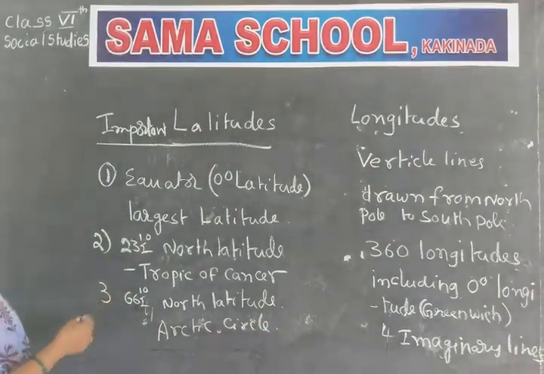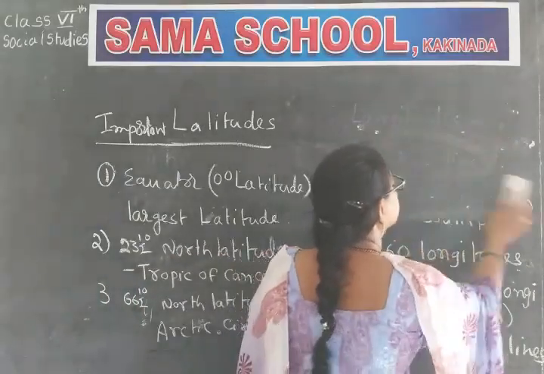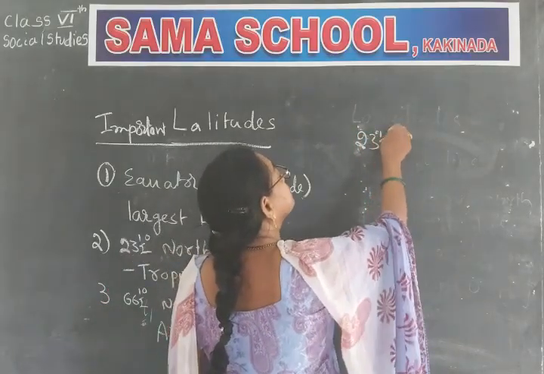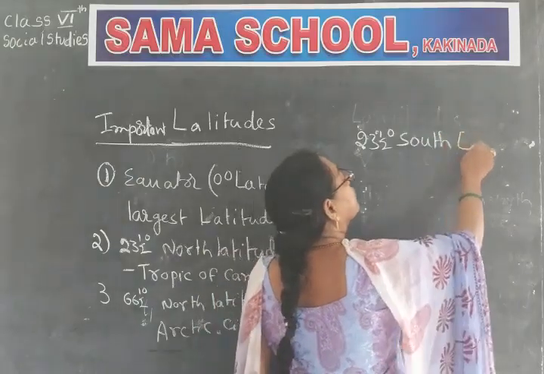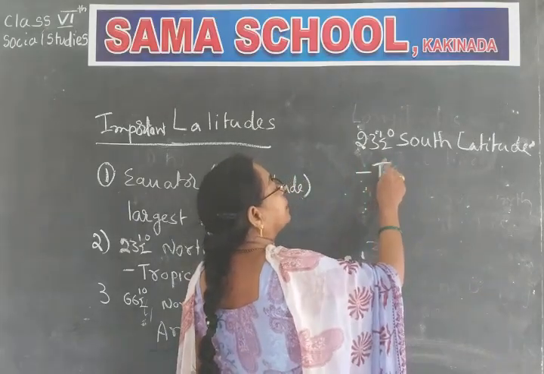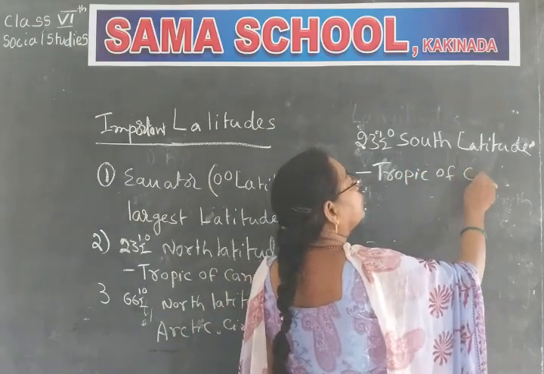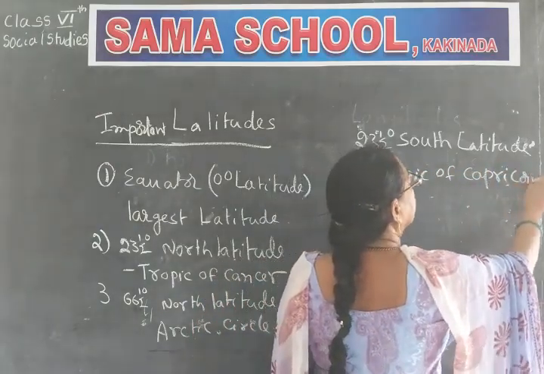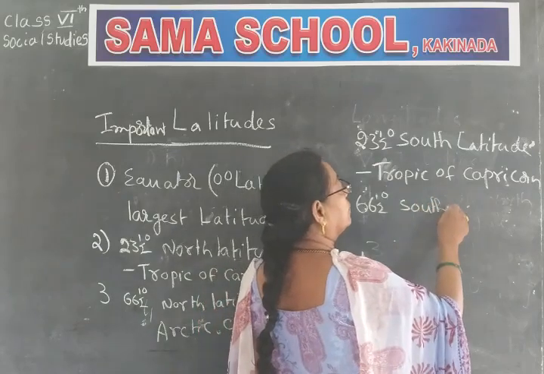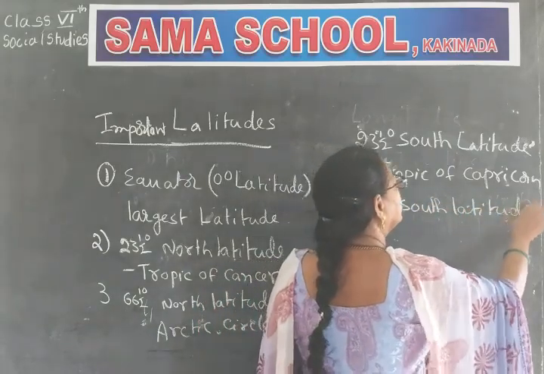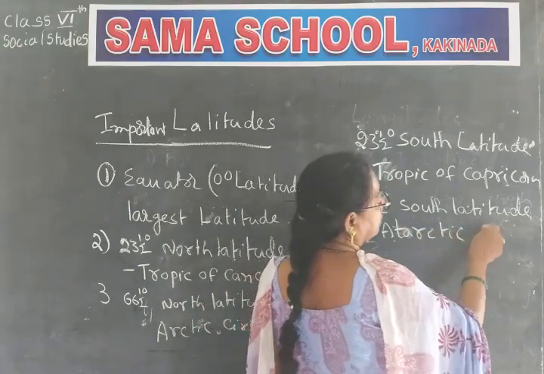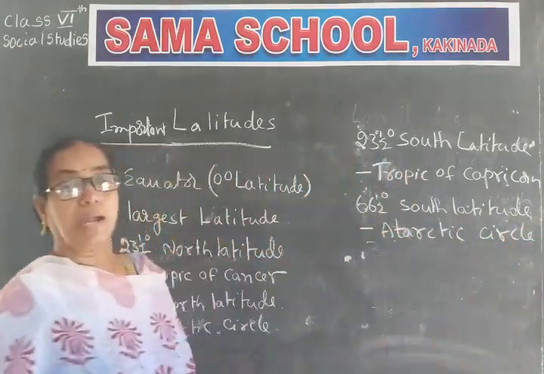Next latitude is 23.5 degrees south latitude. This is called the Tropic of Capricorn. And the next one is 66.5 degrees south latitude. It is called the Antarctic Circle. These are the important latitudes.